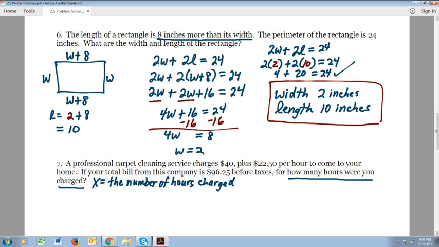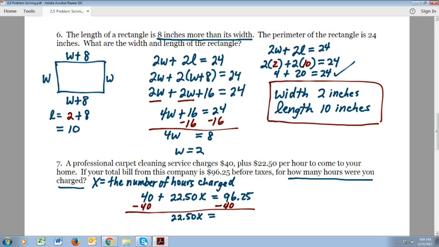Doesn't matter. Let's go ahead and let's see, our charges are going to be $40 plus $22.50 per hour, and that needs to equal $96.25. That's what we were actually charged. So by solving this equation, we can figure out how many hours we actually paid for.